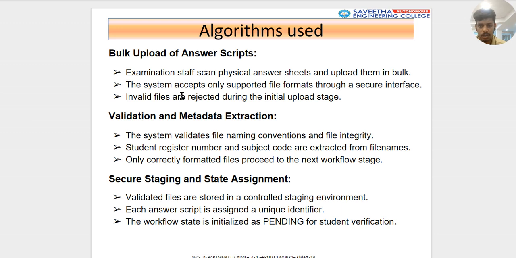The algorithms which we are using here are bulk upload of answer sheets, validation and metadata extraction, secure tagging, and state assessment. Examination staff can scan physical answer sheets and upload them; invalid files are rejected during the initial stage. For validation and metadata extraction, the system validates file naming conventions and file integrity.